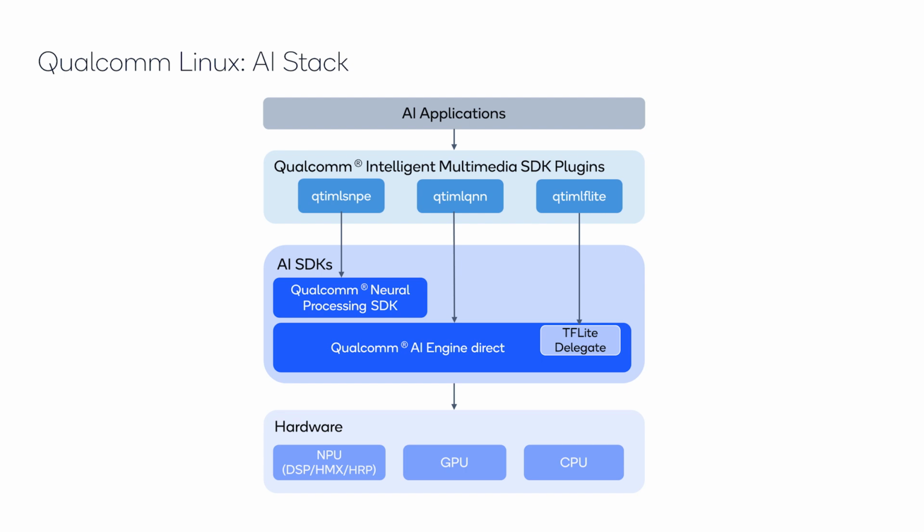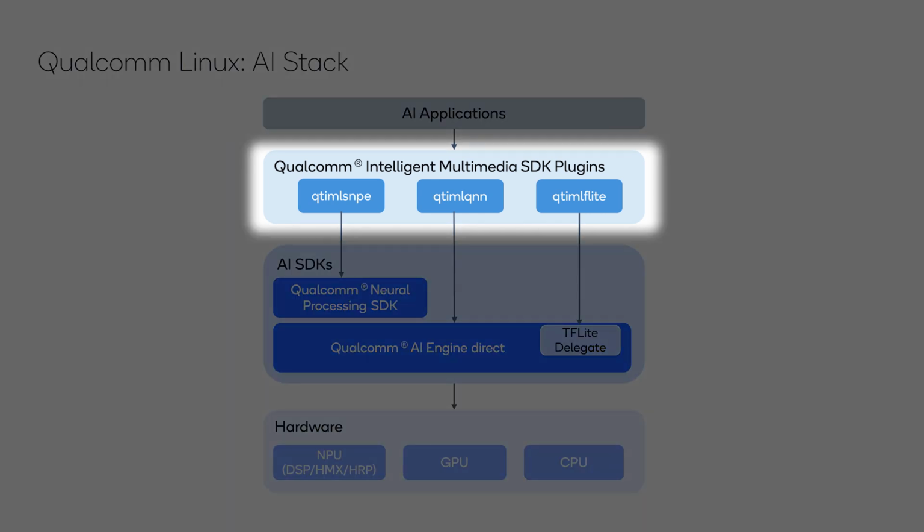Qualcomm Linux applications of this type utilize specific Qualcomm Intelligent Multimedia SDK plugins, which abstract the interaction with Qualcomm Neural Processing SDK and runtime. This makes the application development easier because you only need to call these plugins based on the GStreamer. Now let's take a detailed look at the inferencing workflow involved in the object detection on Qualcomm Linux.